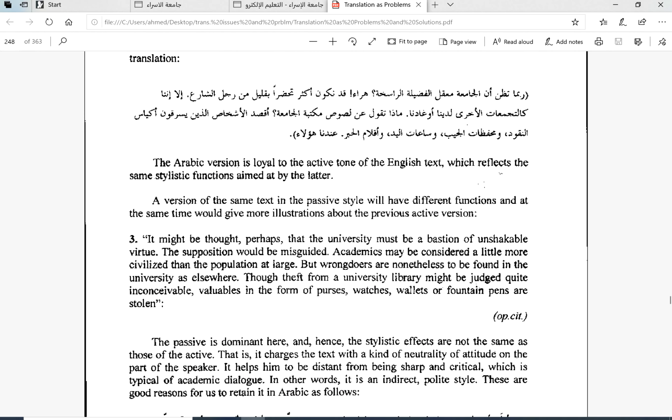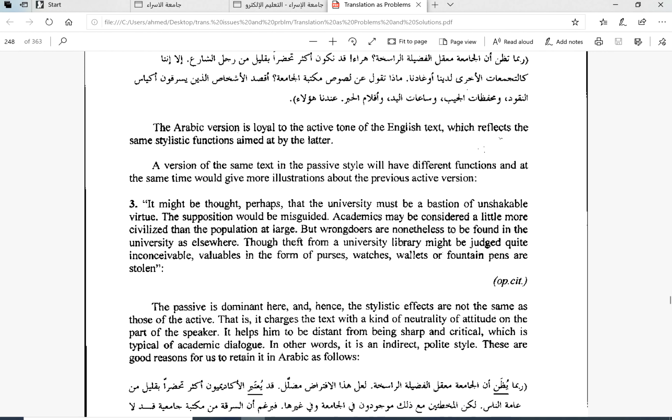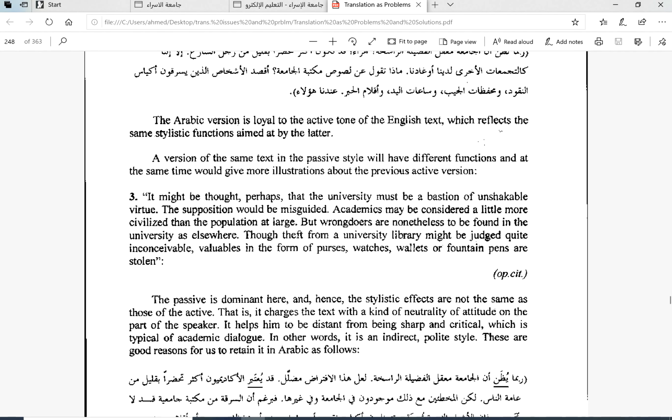A version of the same text in the passive style will have different functions and at the same time would give more illustrations about the previous active version. If we're going to do it in a passive form, it might be thought perhaps that the university must be a bastion of unshakable virtue. The supposition would be misguided.